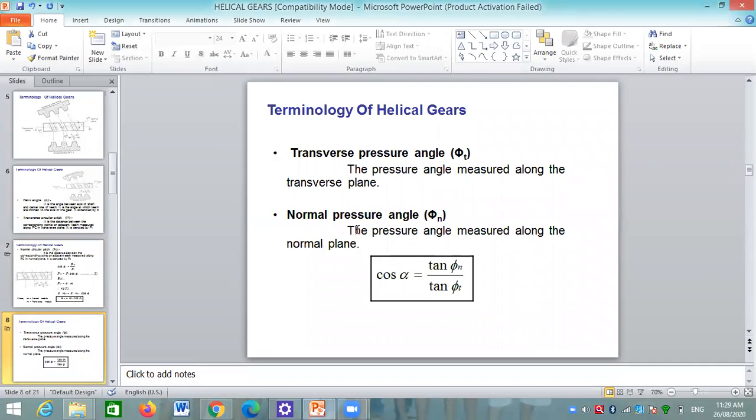The next terminology is the transverse pressure angle. We know that pressure angle is denoted by phi. The pressure angle measured in a transverse plane is called the transverse pressure angle, and it is denoted by phi t. Normal pressure angle is the angle measured along a normal plane, which is denoted by phi n, and the relation between normal pressure angle and transverse pressure angle is cos alpha is equal to tan phi n divided by tan phi t. Alpha is the helix angle.